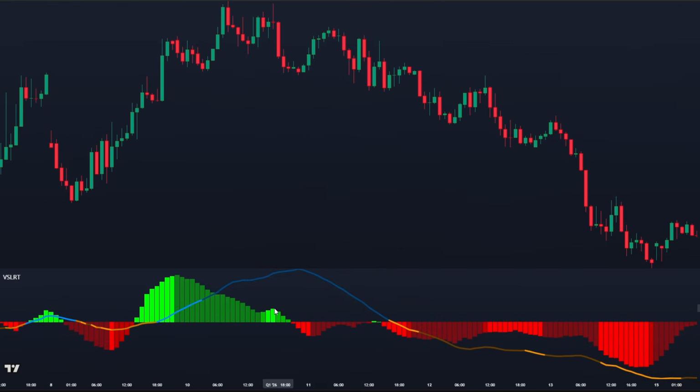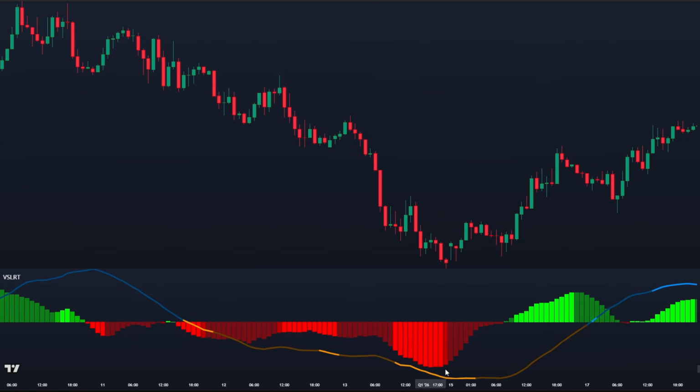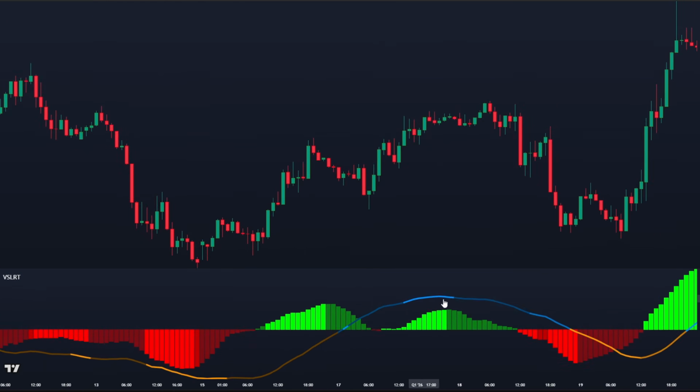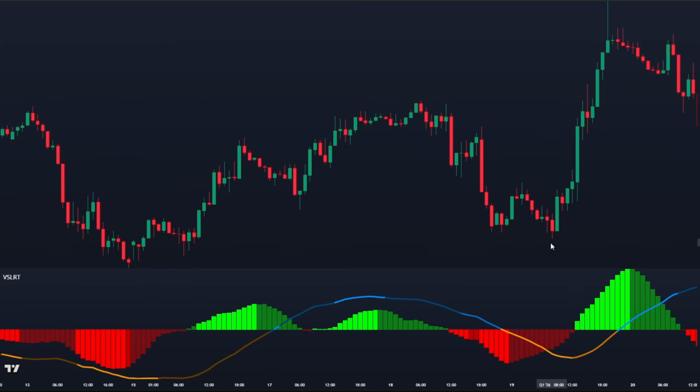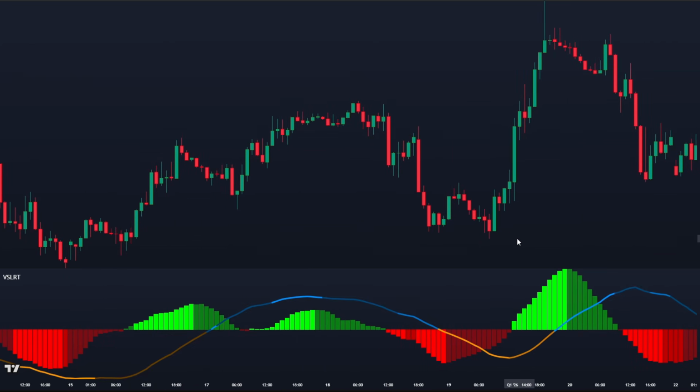Then you use the histogram for timing. For example, if the line is below 0, meaning bearish trend, and the histogram temporarily turns green, that's not a buy signal. That's a pullback. And when it flips back red, that's your continuation entry. Same logic for uptrends. This is how you stop trading against the trend and start trading with structure. Now let's move on to the third indicator.